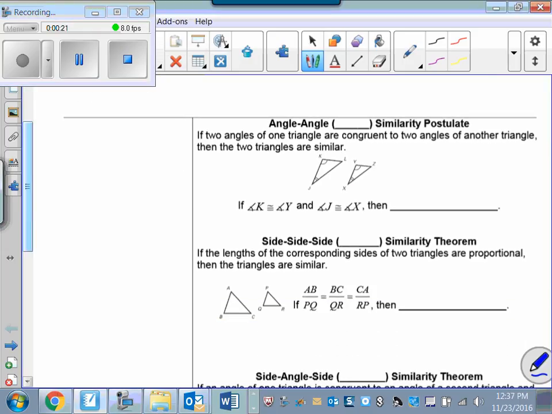So the first one is the angle-angle similarity postulate. I want to call it AA. Probably not the AA you're thinking of, but the AA similarity postulate. And it goes like this. If two angles of one triangle are congruent to two angles of another triangle, then I know that those two triangles are similar. So, in other words, if angle K is congruent to angle Y and angle J is congruent to angle S, then I know that triangle JKL is similar to triangle XYZ.